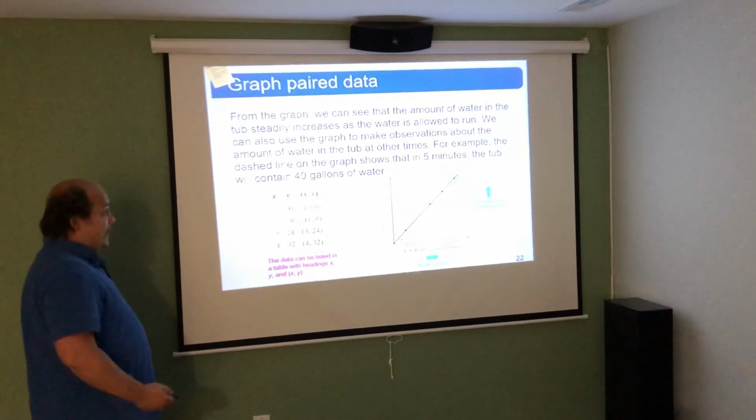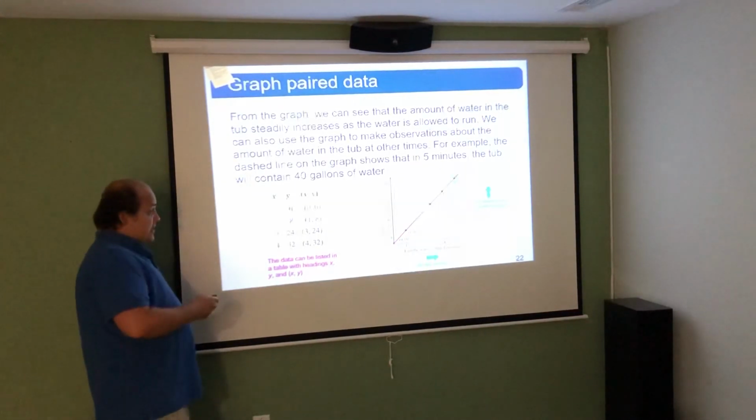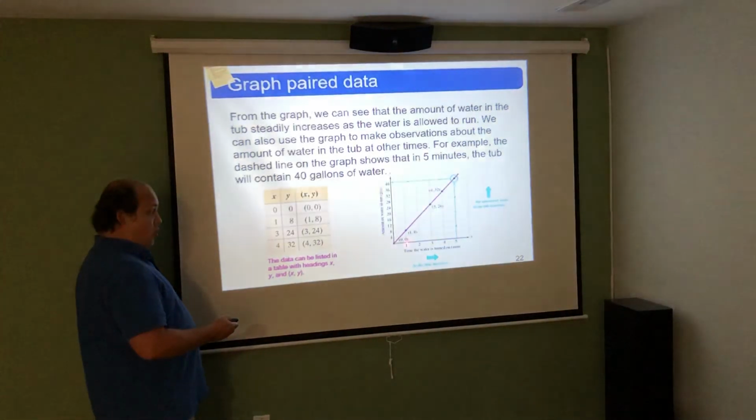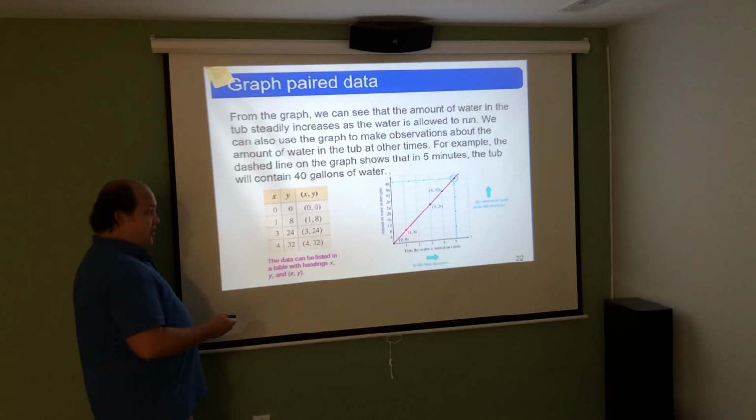So here we take the ordered pairs and we graph them. (0, 0), where we start, is down here in the corner. Then when we've moved 1 in the x direction, or 1 minute of letting the water run, we've now gone up 8 and have 8 gallons in our tub. If we go 3 minutes of letting the water run, we would have 24 gallons in our tub. If we go 4 minutes, we would have 32 gallons.